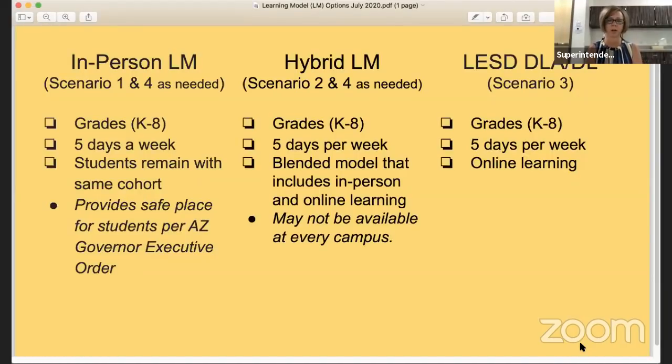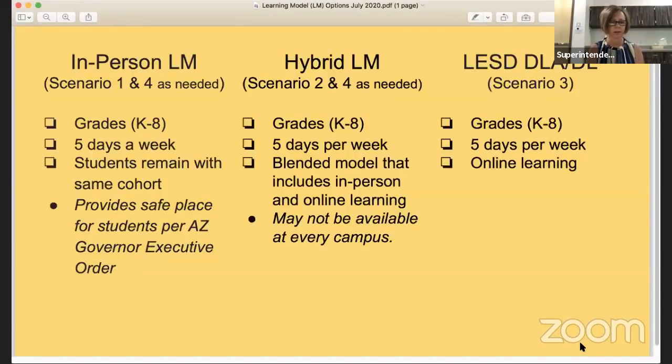And then of course we have our LESD Digital Learning Academy / distance learning, that's all the time, which is like scenario 3 in the ADE roadmap, grades K through 8, 5 days a week, online learning. Now, under in-person and hybrid, I also added scenario 4, so that people understood that was scenario 4 from the roadmap, where we have to come and go in distance learning, which is a high probability throughout the year, just based on our different situations.